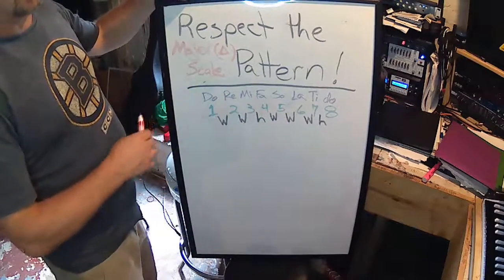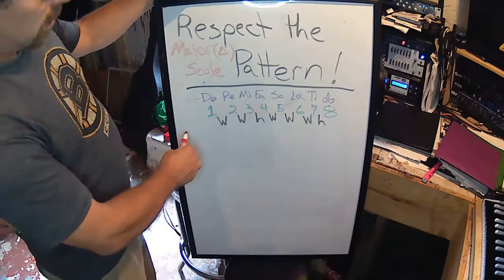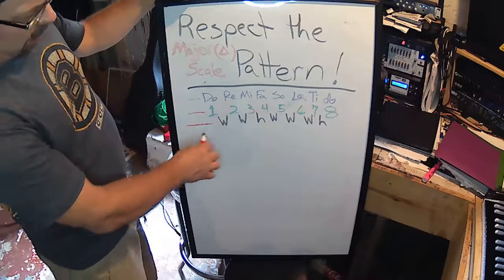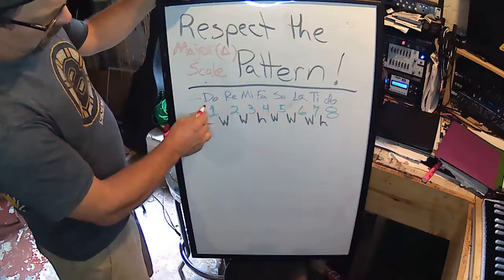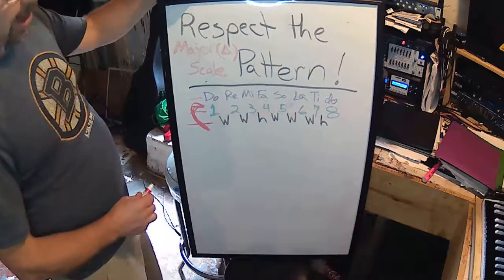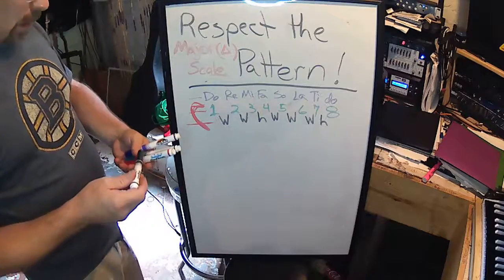So this is about the major scale. Do, re, mi, fa, sol, la, ti, do. 1, 2, 3, 4, 5, 6, 7, 8. Whole step pattern. This is the intervallic pattern. We're going to talk about the numeral step pattern and the intervallic step pattern here for the major scale. Okay, we're going to concentrate on them two right now.